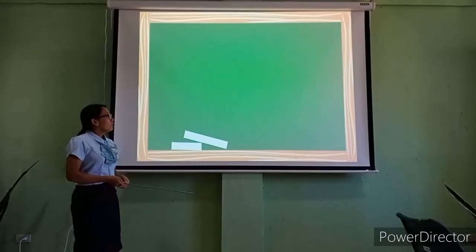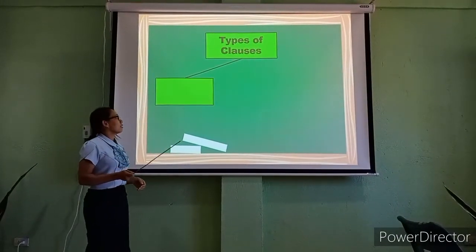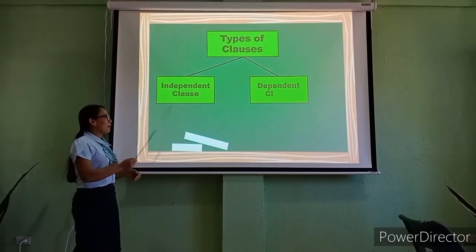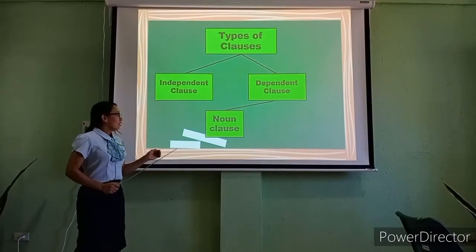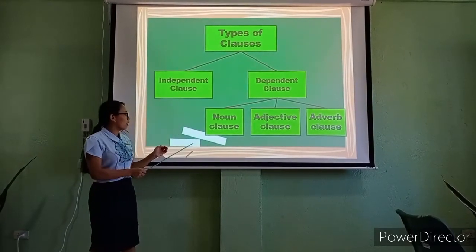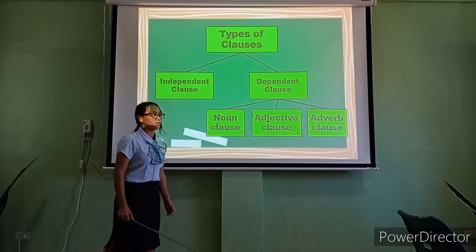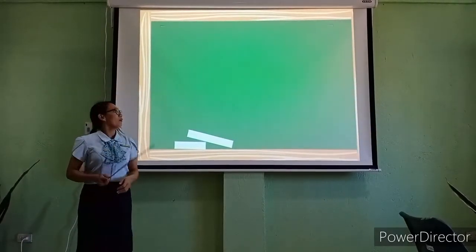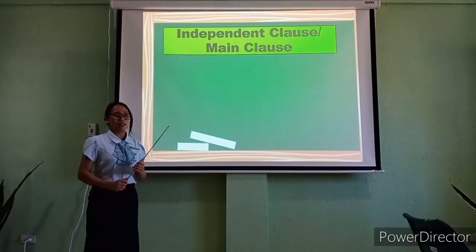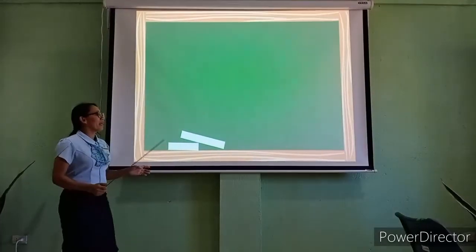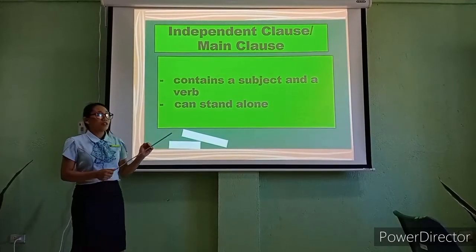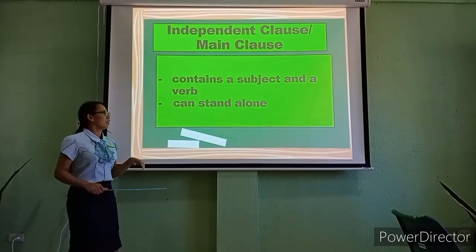Next slide, please. There are types of clauses. First is the independent clause or the main clause. Second is the dependent clause or subordinate clause. Then under the dependent clause are the noun clause, adjective clause, and adverb clause. I will discuss first the independent clause or the main clause. An independent clause or main clause contains a subject and a verb. It can stand alone because it gives us a complete thought. Next slide, please.